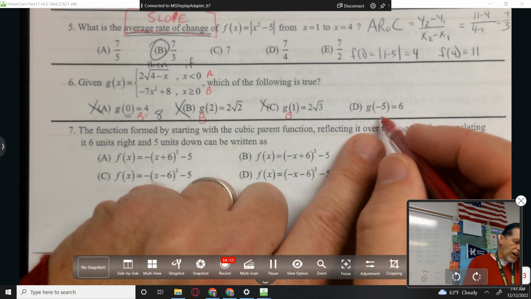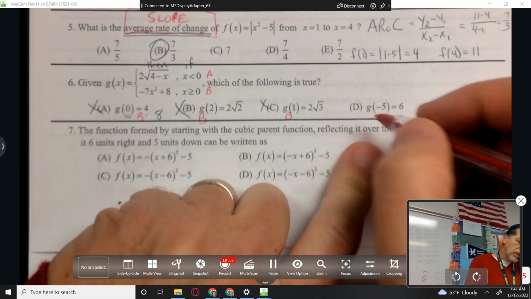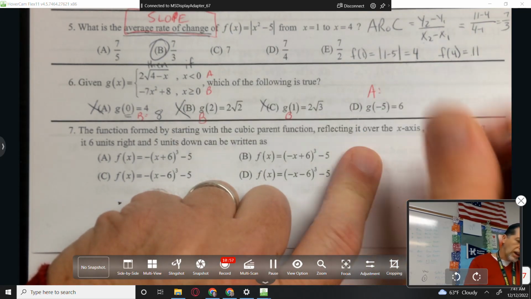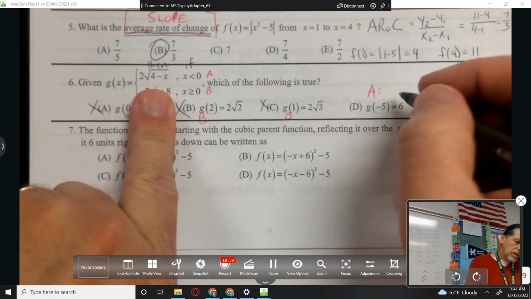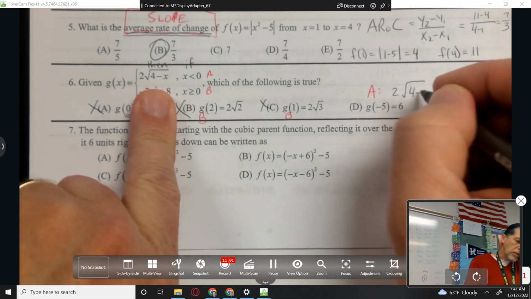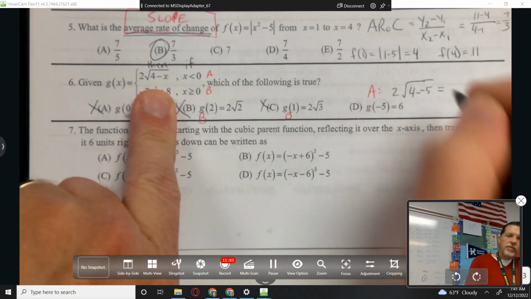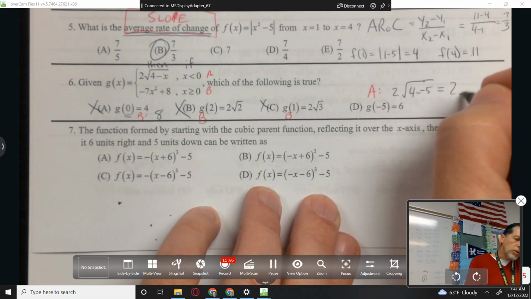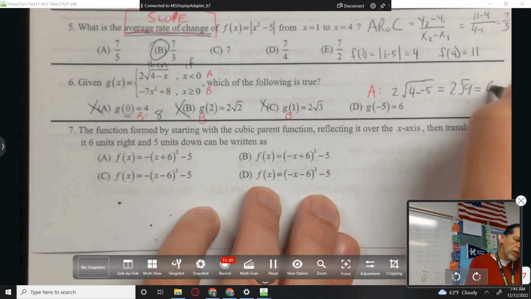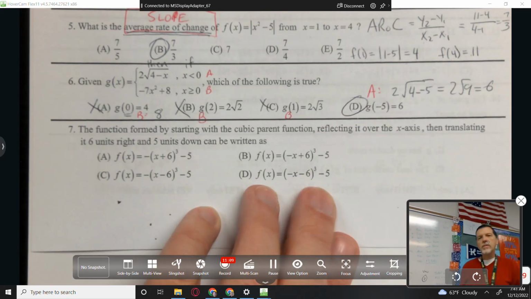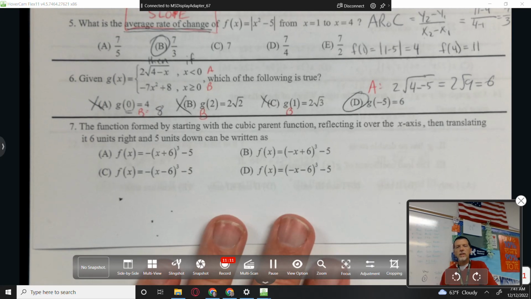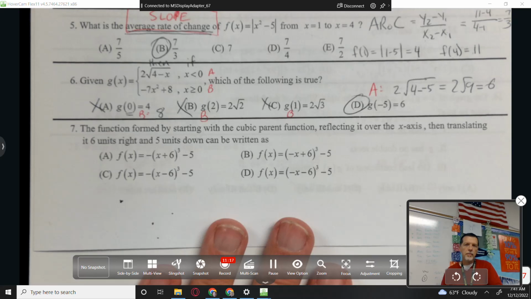G of negative 5, well, negative 5 is less than 0, so this one's in part A. 2 square root 4 minus negative 5. 2 square root of 9, 2 times 3 is 6. So yep, that one's B. That one's right. Again, use the x value first to figure out which equation to use.